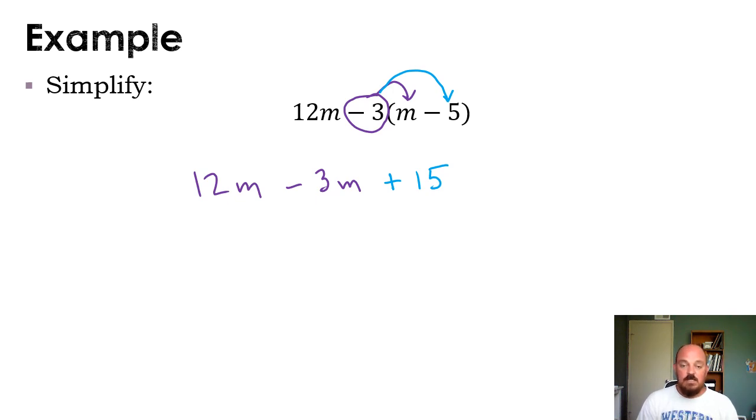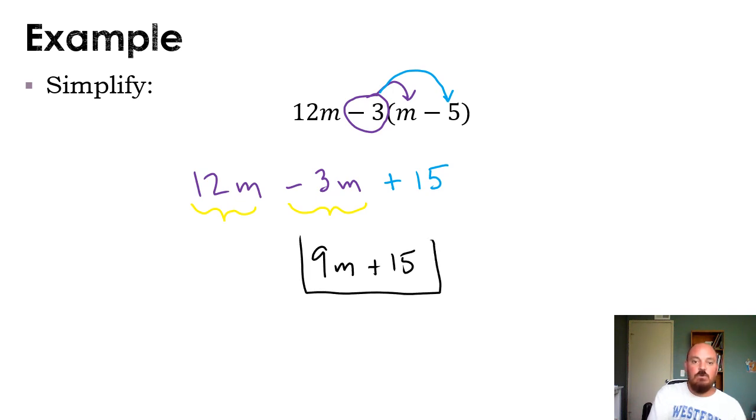Now, I'm not done with the question though, because we talked about like terms. Right here, I have 12m, and right here, I have 3m. Those two purple ones are like terms. We can add them together. 12m minus 3m would give me 9m. 12 minus 3 is 9. Now the 15 doesn't have a like term, so just leave it. So my final answer for this question: 9m plus 15. And that's an example of the distributive property and combining like terms all wrapped up in the same question.